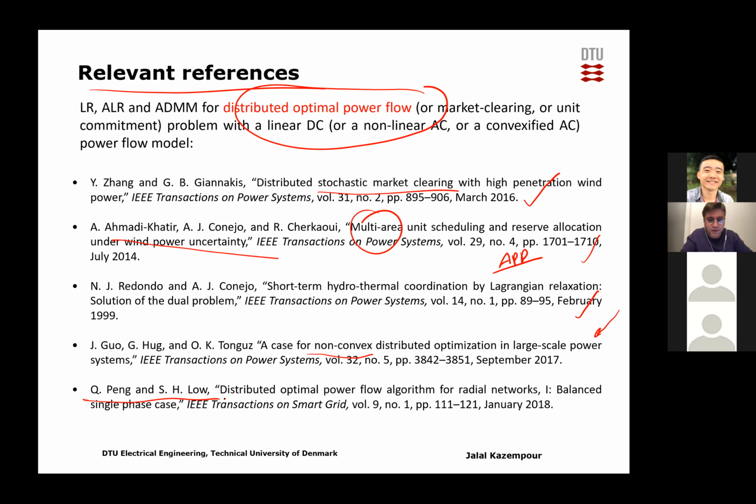Also, this is a very nice paper by Peng and Professor Steven Low. They first relax or convexify OPF in the radial systems by conic relaxation. Maybe you know that conic relaxation in radial systems under some mild assumptions is exact. Then they used nodal decomposition. So they have one subproblem per node in the radial systems, and they used consensus ADMM.